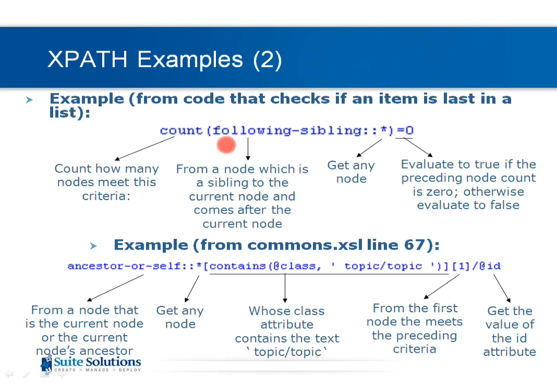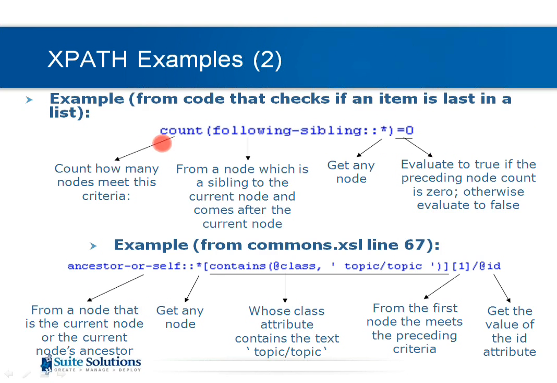Okay, we have some more examples. Here's an example from code. This is good because it's easier to concretize. It's from code that checks if an item is last in a list. Sometimes you want to say if an item's last in the list, don't leave it hanging at the beginning of the page, or do some other special formatting with it. So how do you know if the item's last in a list?